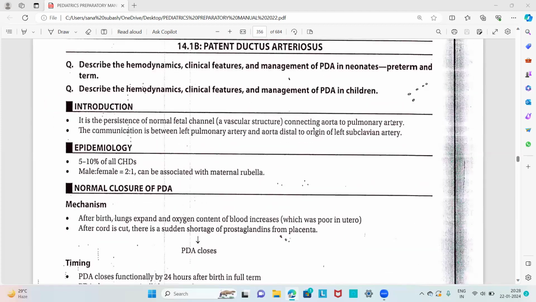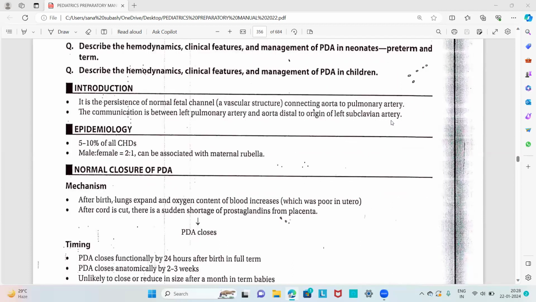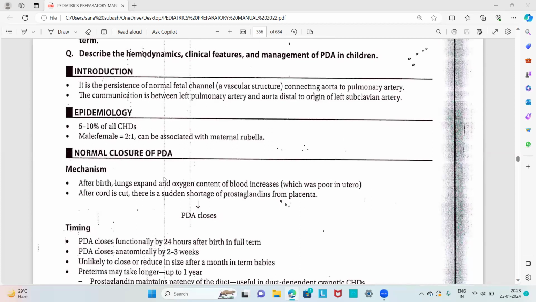So that is regarding the fetal circulation and the changes that occur after birth. Usually before birth there is a shunt between the pulmonary artery and the aorta, that is the ductus arteriosus. But after birth, it should be closed. If there is any persistence of the normal fetal channel, a vascular structure connecting the aorta to the pulmonary artery, that is the ductus arteriosus, it is called the persistent ductus arteriosus.